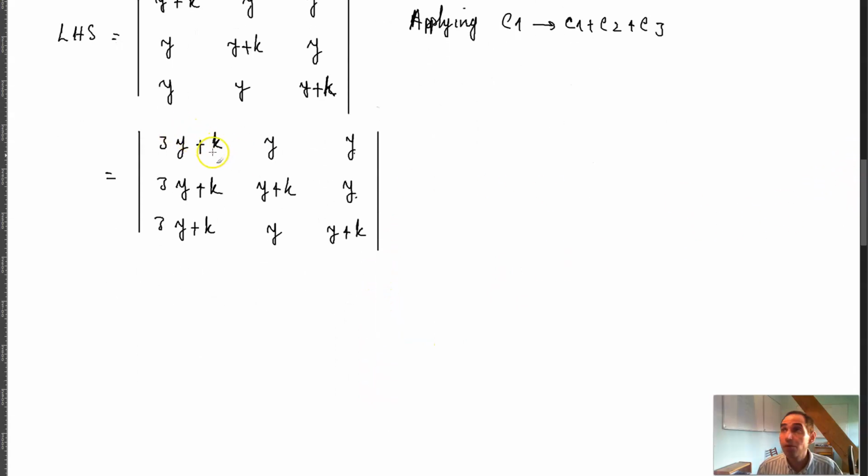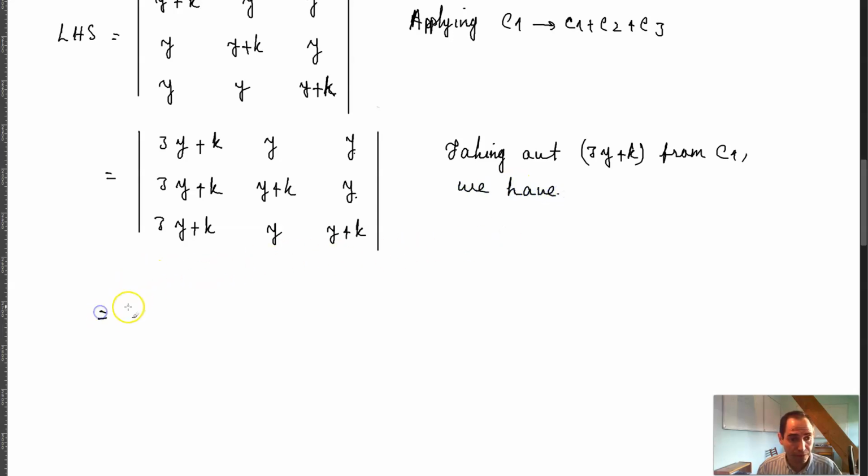Now taking out 3y plus k from column 1, this is equal to 3y plus k times the determinant with first column all 1s, and the remaining entries y, y; y plus k, y; and y, y plus k.